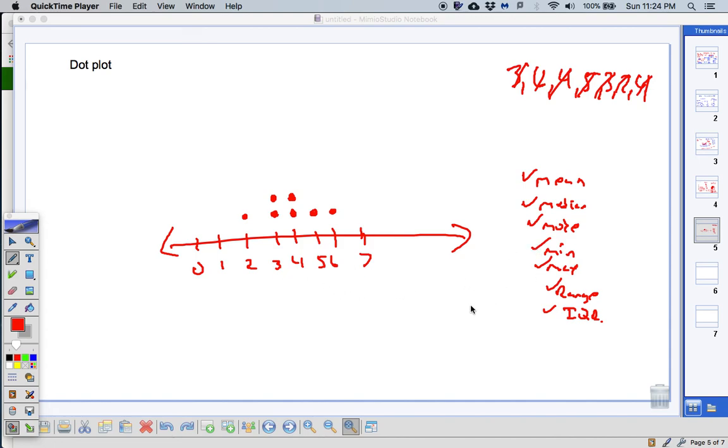So make sure you understand how to use a dot plot, because I could give you a dot plot, and you can calculate every single one of these from this dot plot by me just giving this to you with no numbers. All right, if you have any questions, make sure you ask, and then in the next video, we'll continue on graphing.